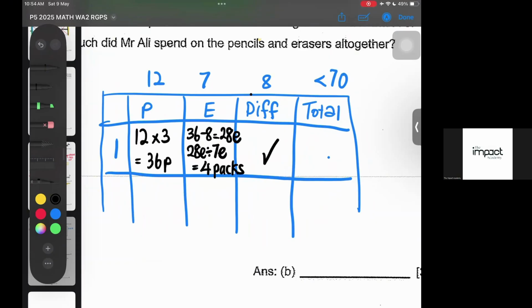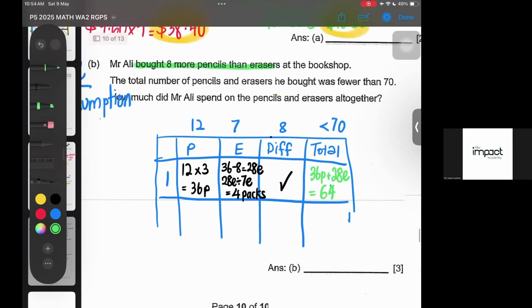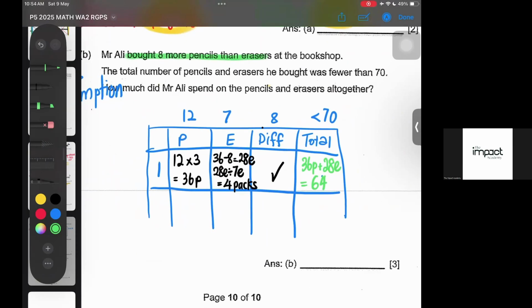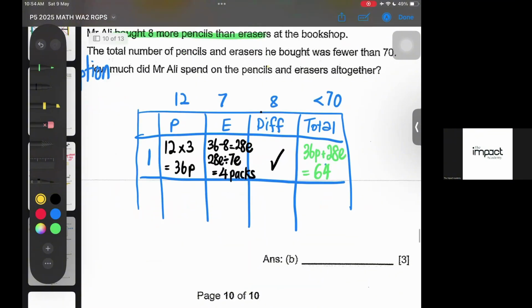The total in this situation is 36 pencils plus 28 erasers. Do you all understand? So that is 64 in total. You all agree or disagree? It's very clear to us already. You guys are very lucky, first try, one try, one hit.